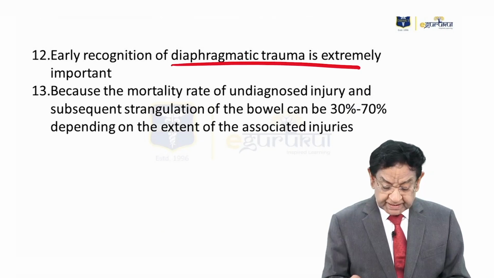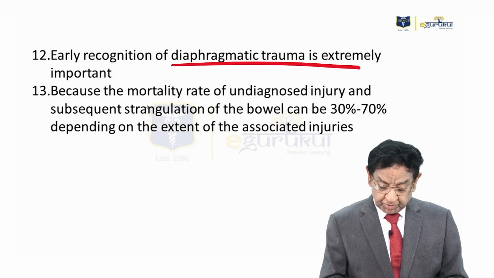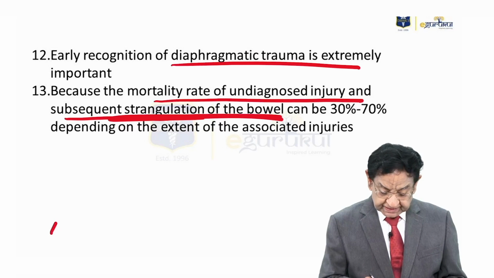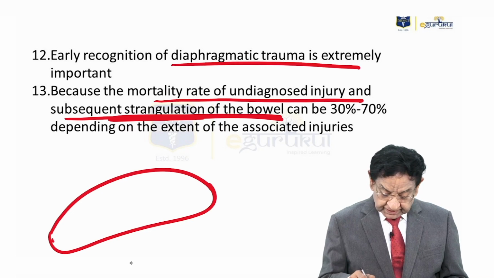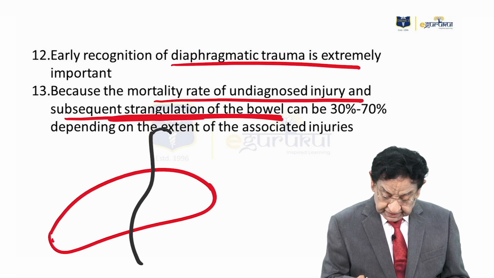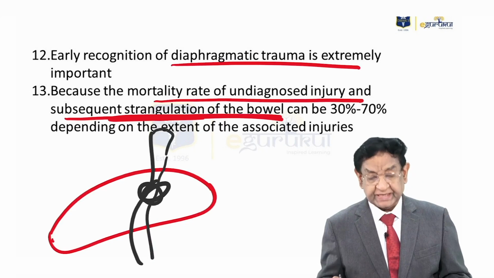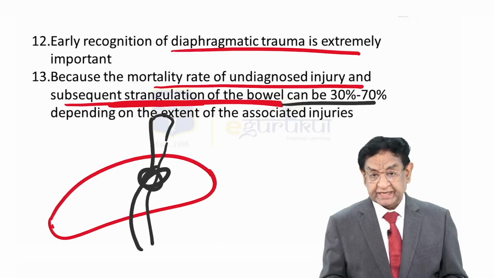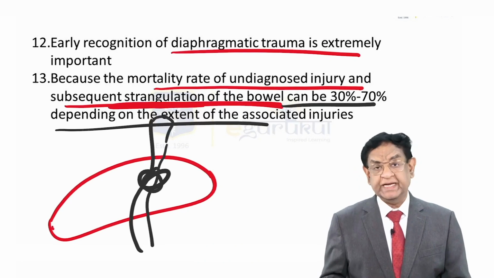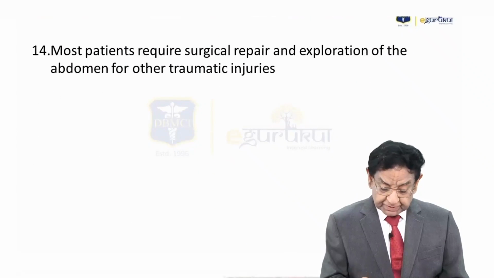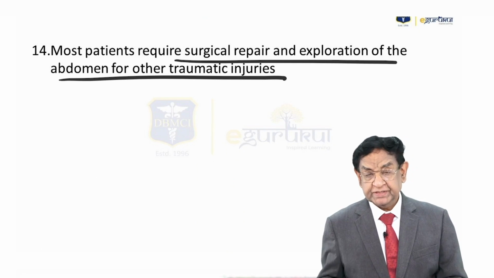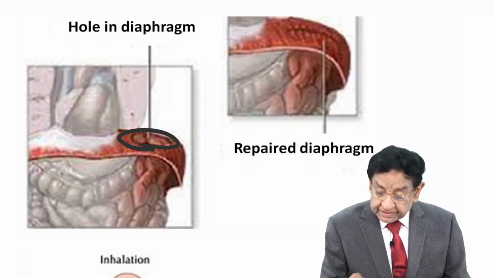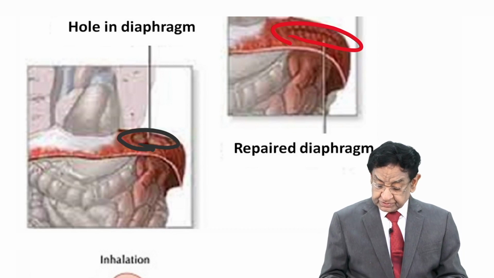Early recognition of diaphragm trauma is extremely important. Why is it so? Because of the mortality rate of undiagnosed injury and subsequent strangulation of the bowel. Remember, the bowel has entered the chest. Let's say this is the ruptured portion of the diaphragm. Now the intestine has gone like this into the chest, but this can get strangulated any time, and that will lead to further problems for the patient. This strangulation can occur in as high as 30 to 70% of cases, depending on the extent of the disease. Most patients require surgical repair and exploration of the abdomen for other traumatic injuries. Now look into this lovely picture. You can see this is the hole, and now you can see this has been repaired. Right? So it is mandatory.